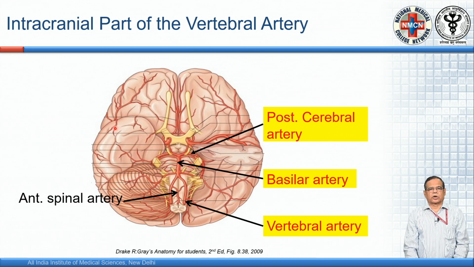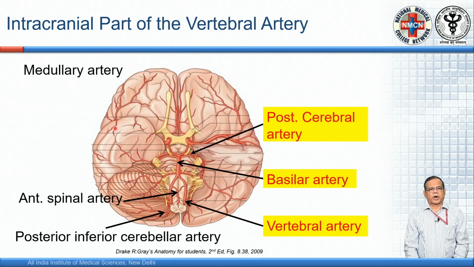The fourth part of the vertebral artery gives rise to the anterior spinal artery, which joins with its counterpart to form a single anterior spinal artery which lies in the anterior median fissure of the spinal cord. The other branches of the fourth part of the vertebral artery are the medullary arteries and the posterior inferior cerebellar arteries. The medullary arteries are very important because they supply the vital cranial nerve nuclei.